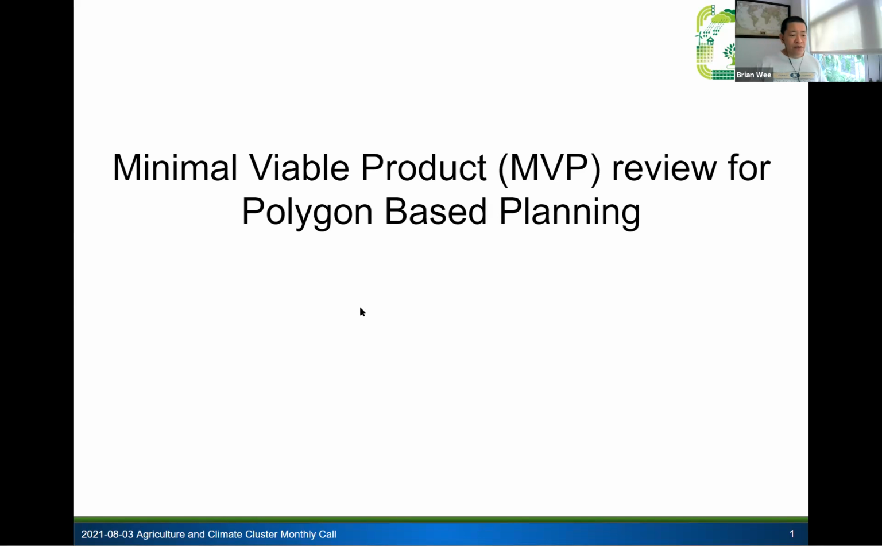So this is what this meeting is about: MVP, minimal viable product review for polygon-based planning. This term, MVP, I actually learned from Dave Zader. Dave had mentioned to us that he's interested in scoping out this MVP, a small, cozy sized product that can be used. What we wanted to do during this meeting was to discuss what that product might look like, the purpose being to quickly get something which Dave Zader can experiment on. All right, so that's what we're aiming for.